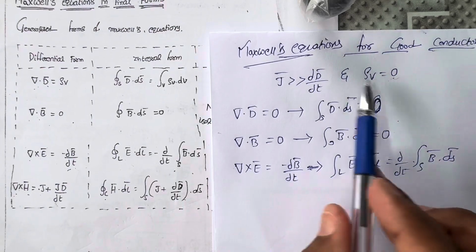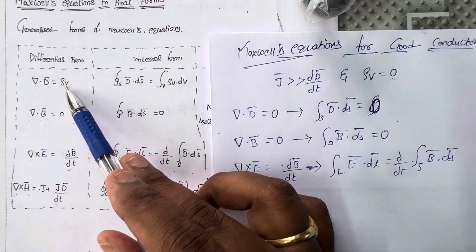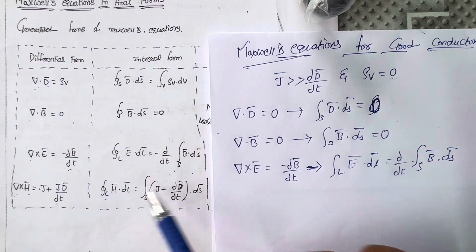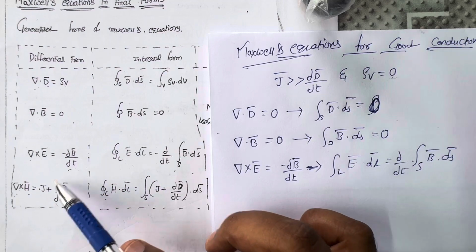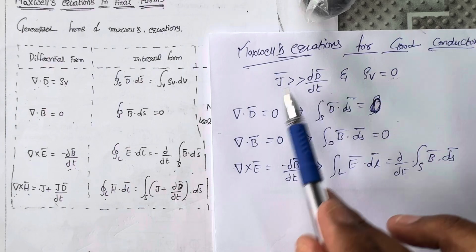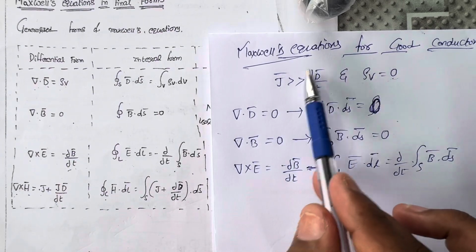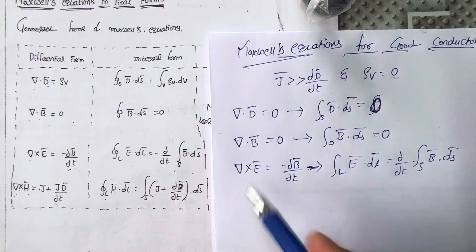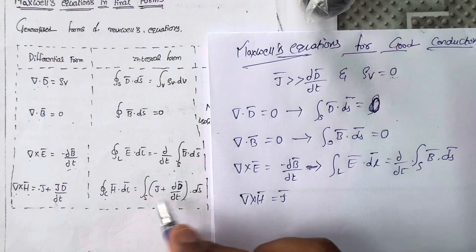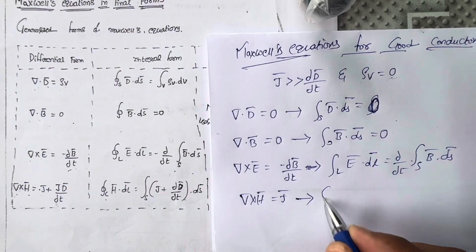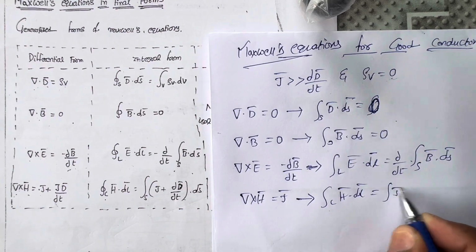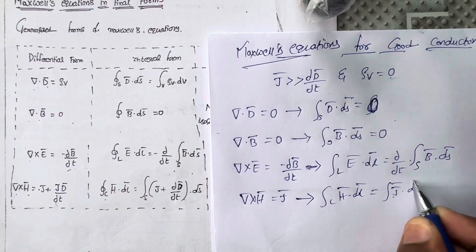Simply I am substituting these two conditions: the rho v condition in the first equation, and the other condition in the last equation. So look here, J bar is far greater than dou D bar by dou t. So I am neglecting dou D bar by dou t, and keeping del cross H bar equal to J bar, and its integral form is the line integral of H bar dot dl bar equal to the surface integral of J bar dot ds bar.